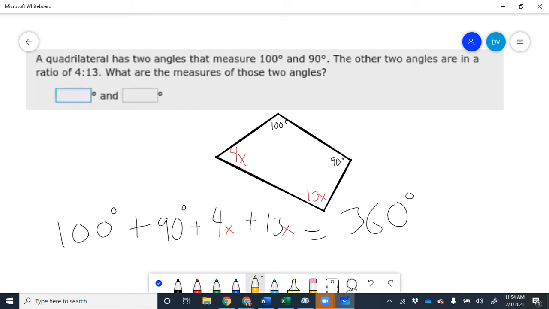We could have broken it up differently. We could have broken it up this way, right? And we'd still have 180 degrees here and 180 degrees there. That's why something with 4 sides, which can be broken down into 2 triangles, adds up to 360.